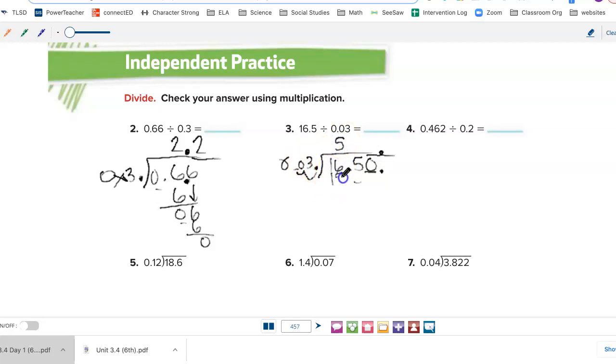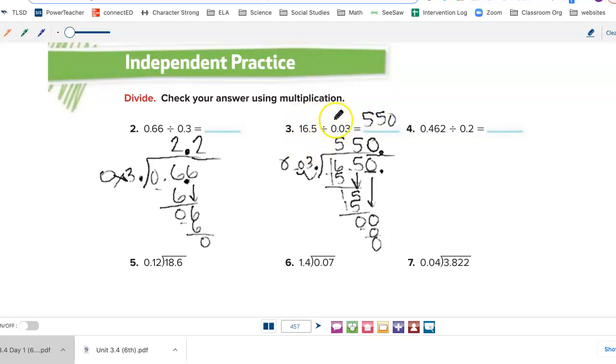5 times 3 is 15. 16 minus 15 is 1. Bring down the 5, and now I have 15. 15 divided by 3 is 5. 5 times 3 is 15. Subtract, and I get 0. I still need to bring this other 0 down here, though, so I'm not done. 3 cannot go into 0, so I'm going to put a 0 there. 0 times 3 is 0. Subtract, and I'm done. So 16.5 divided by 0.03 is 550.